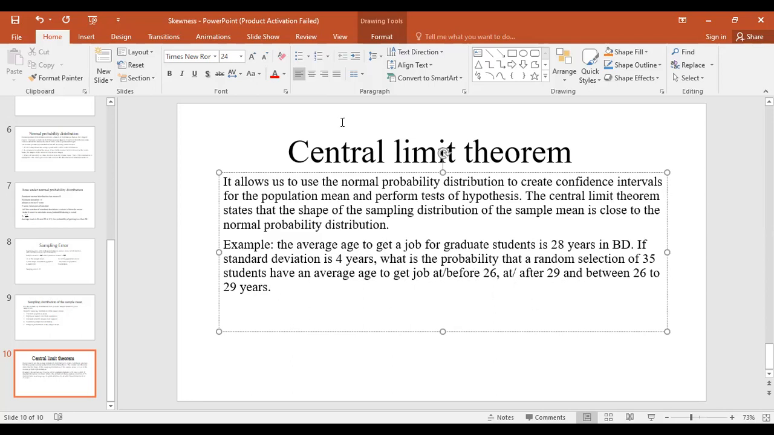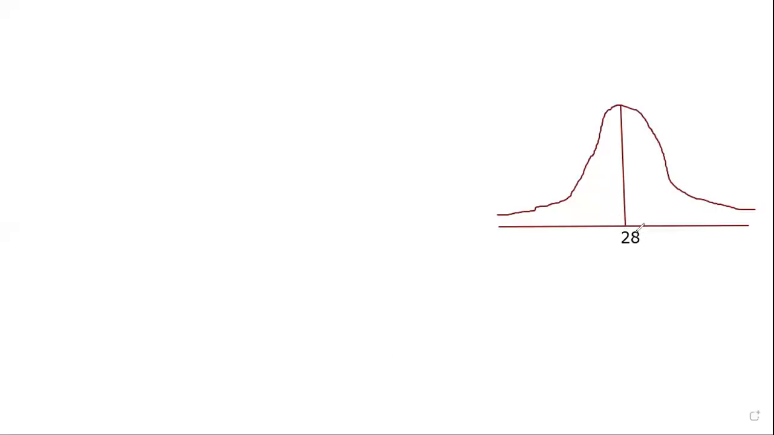First of all, 28 is our population mean, that means mu, and the standard deviation is equal to 4. Right now we have to go for our calculation. That means we have to find our z-score. Z-score is equal to x bar minus mu. You can write mu in this form.